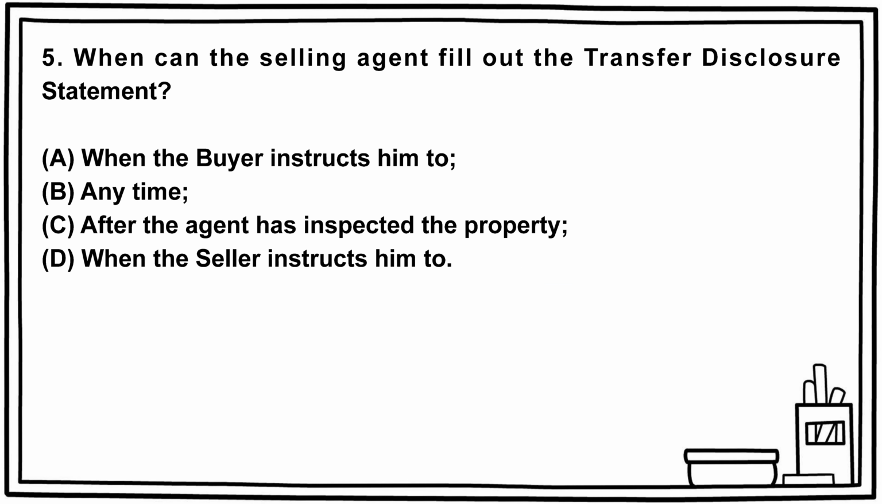5. When can the selling agent fill out the transfer disclosure statement? A. When the buyer instructs him to. B. Anytime. C. After the agent has inspected the property. D. When the seller instructs him to.